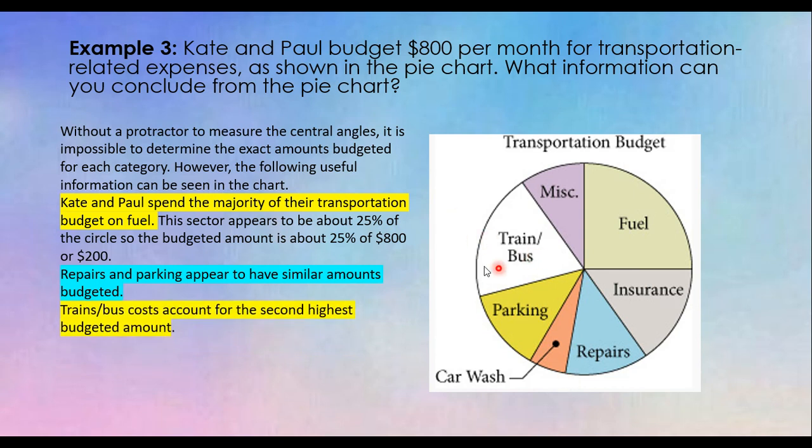Trains and bus looks to be a little bit more than a quarter. So that would be the second highest, fuel being the first and that being the second. So they're probably spending a little bit more than 200, maybe $300, give or take. I'm not sure, 250 on riding the train or bus. And that's kind of a lot, especially if they're paying for parking too and repairs. So maybe one person uses the train or bus and one person drives a vehicle or something like that.